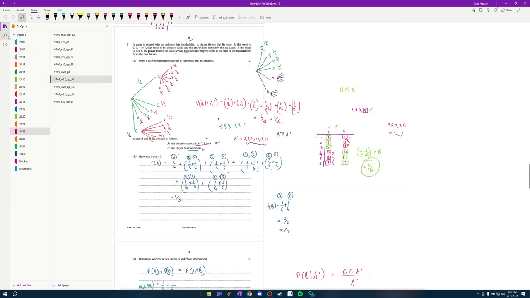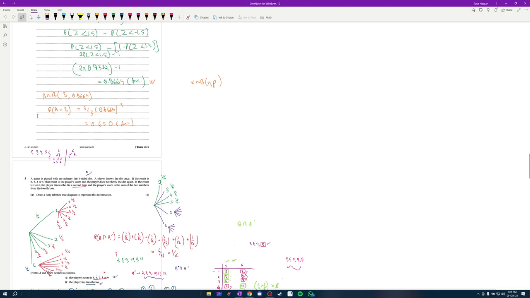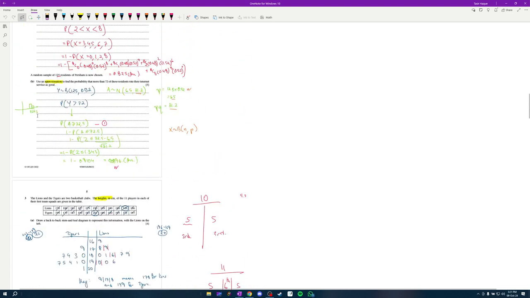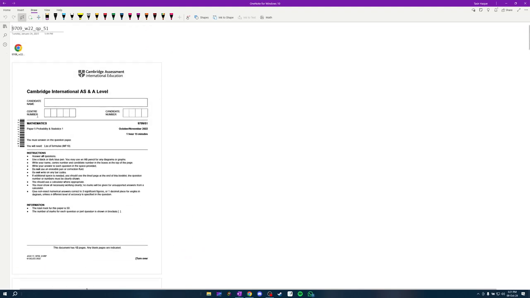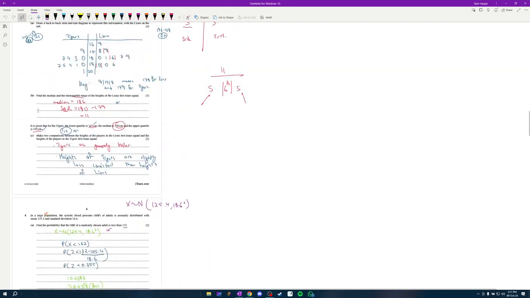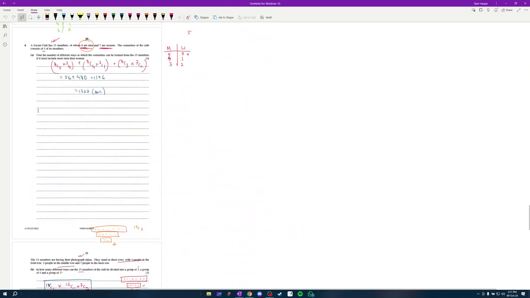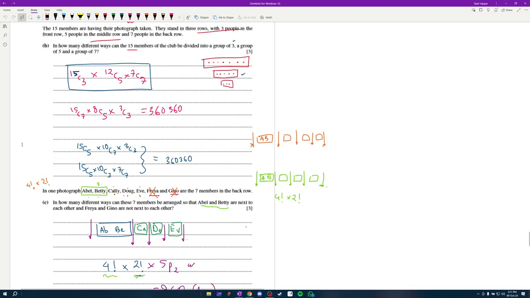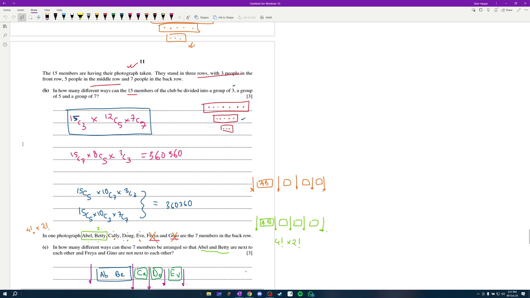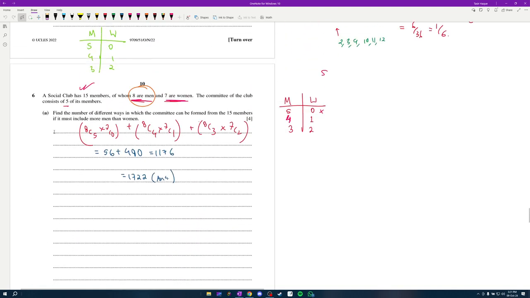Moving on to ON 2022-51. A social club has 15 members, of whom 8 are men and 7 are women. The committee of the club consists of 5 of its members. Find the number of different ways in which the committee can be formed from the 15 members if it must include more men than women.